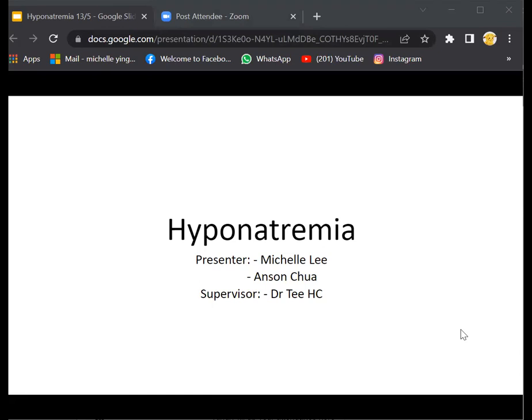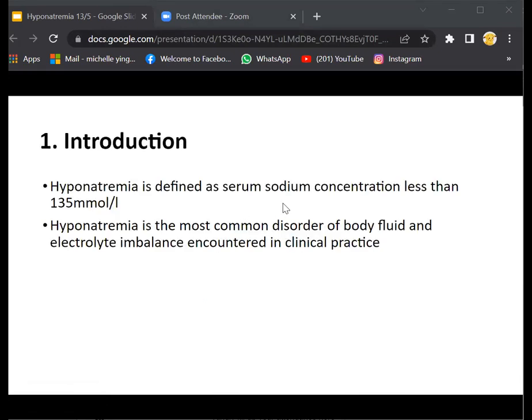Hi, good morning, everyone. So for the introduction to hyponatremia, firstly, hyponatremia is defined as serum sodium concentration less than 135 millimole per liter. Hyponatremia is the most common disorder of body fluid and electrolyte imbalance encountered in clinical practice.